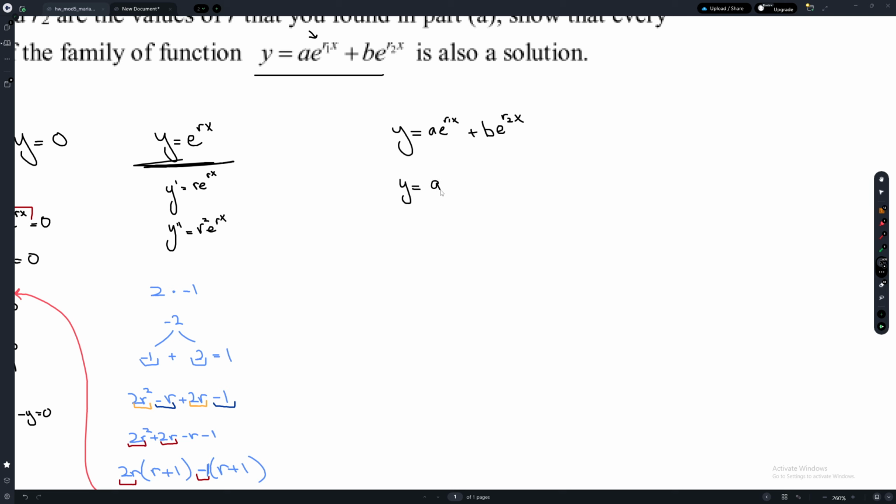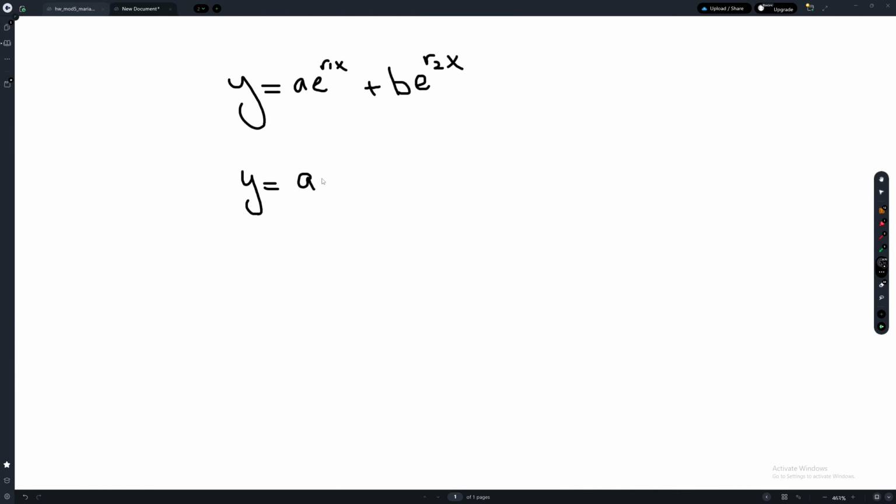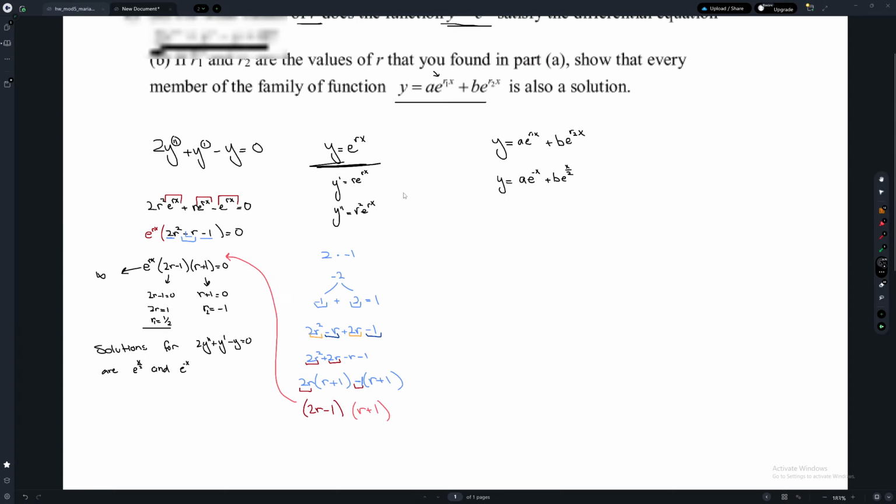All right, so a is a constant. This is what they're giving us. We don't know what a is, and we don't need to know what a is for now. B, well, we have a e to the negative x plus b, and our r2 is e to the x over 2. You guys are wondering where I got these from. R1, R2.